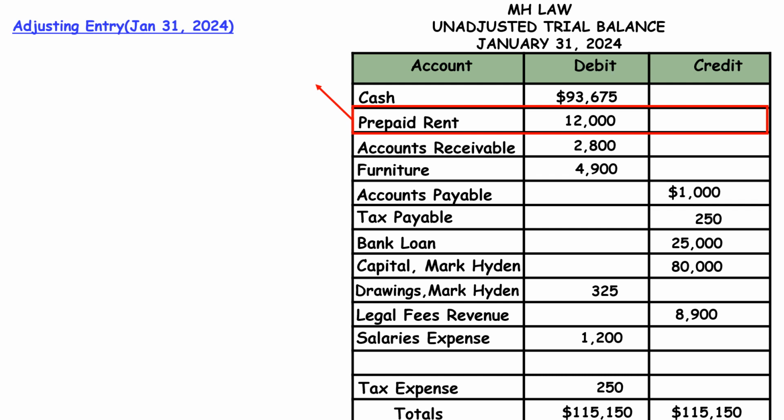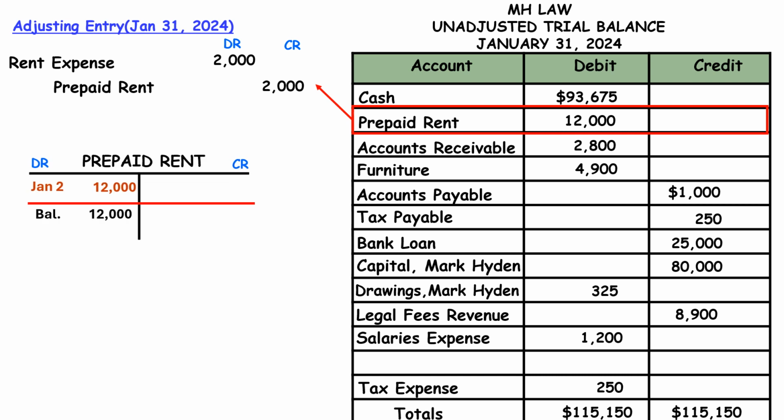If you have watched the other videos, you will know that MH Law paid for 6 months rent in advance at the beginning of January. Now that MH Law has used 1 month of office space, and anything that is used in accounting becomes expense, we need to record that expense and adjust the balance of the prepaid rent account also. We can do that using this entry. We will debit rent expense $2,000 to record the usage of the office space, and credit prepaid rent $2,000 so that we can update the balance of the prepaid as well.